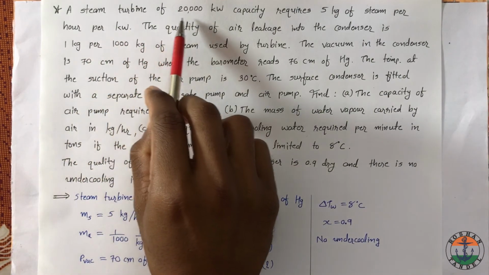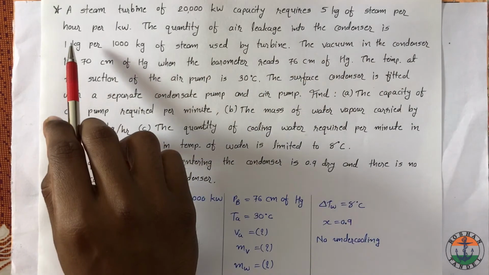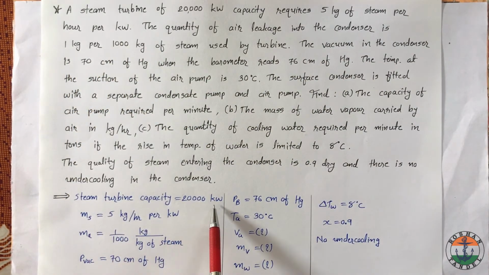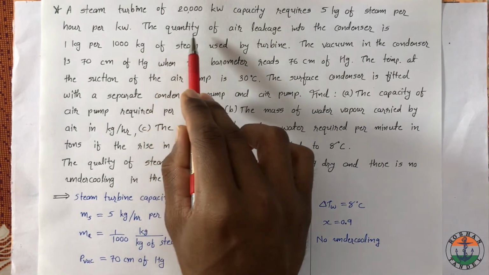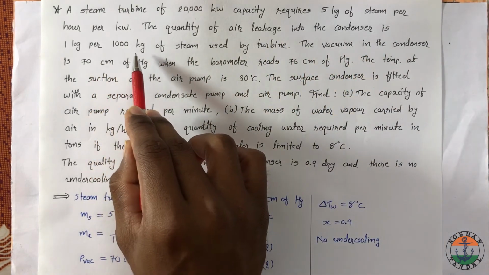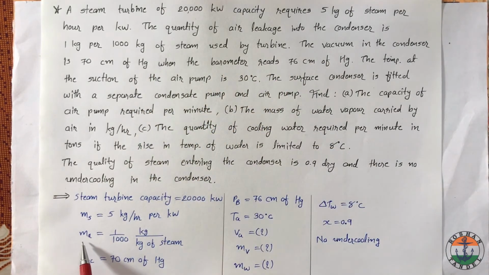A steam turbine of 20,000 kilowatt capacity requires 5 kg of steam per hour per kilowatt. Steam turbine capacity is equal to 20,000 kilowatt. Mass of steam required is equal to 5 kg per hour per kilowatt. The quantity of air leakage into the condenser is 1 kg per 1000 kg of steam used by the turbine. Mass of air is given as 1 by 1000 kg per kg of steam.